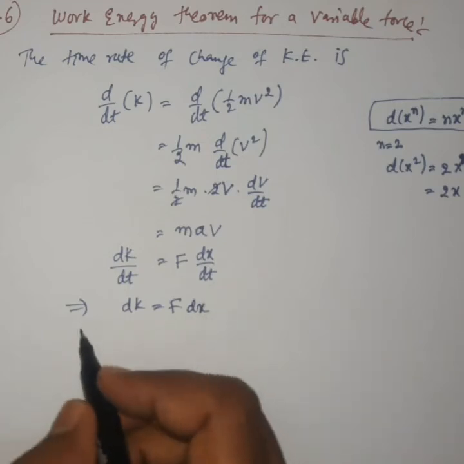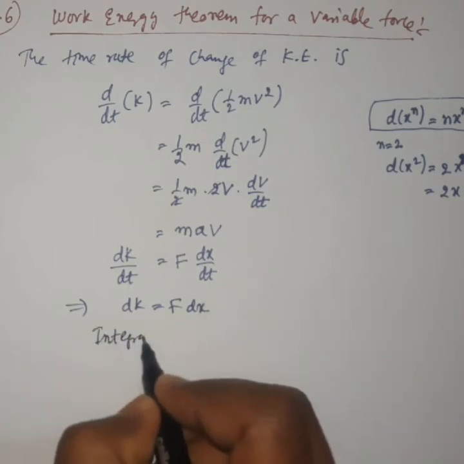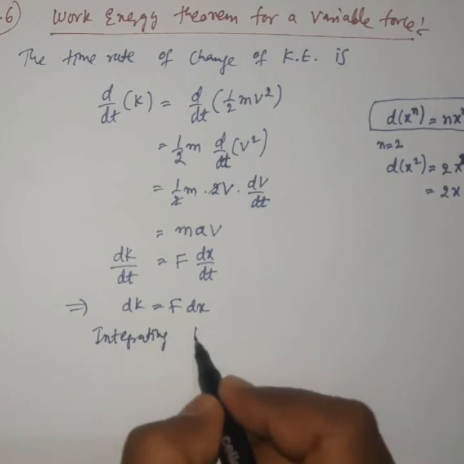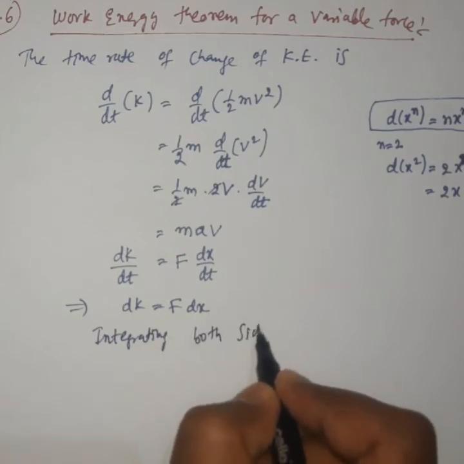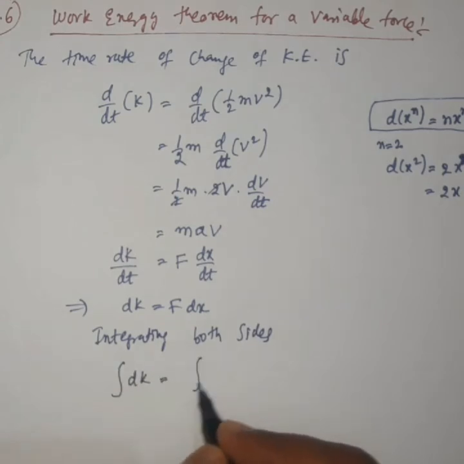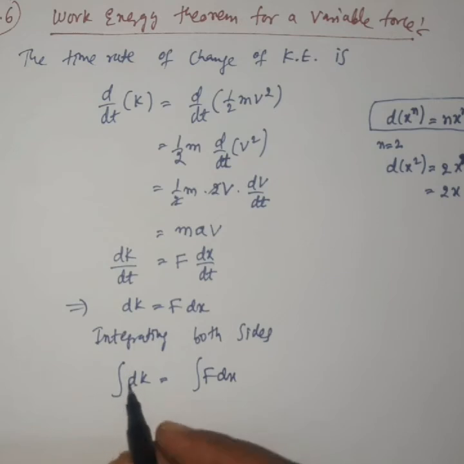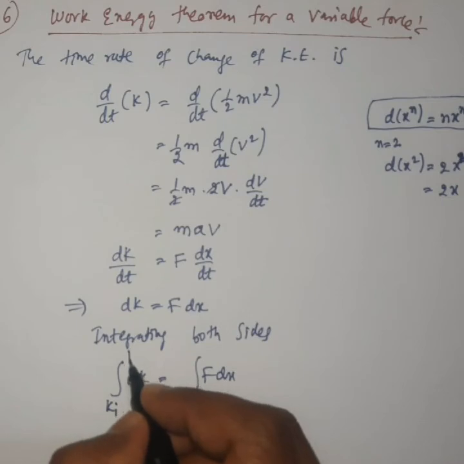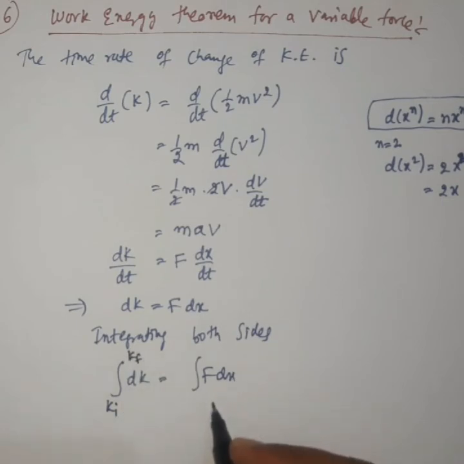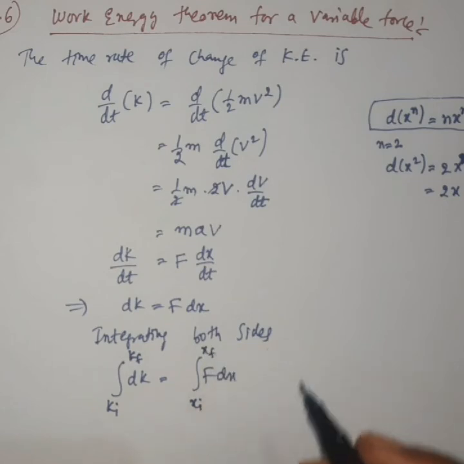Now I am integrating both sides. So integration of dK is equal to integration of F dx. What are the limits? Initial kinetic energy is Ki, final kinetic energy is Kf. Initial displacement is xi, final displacement is xf.